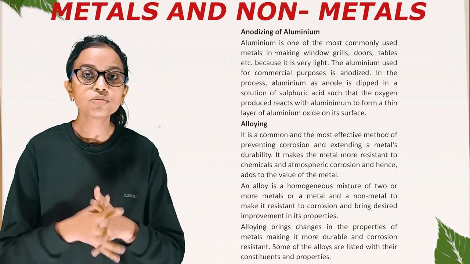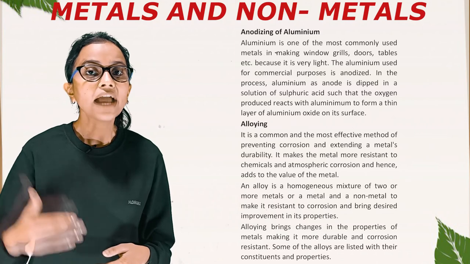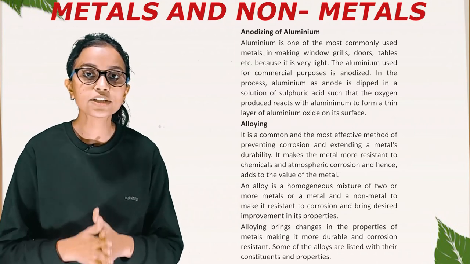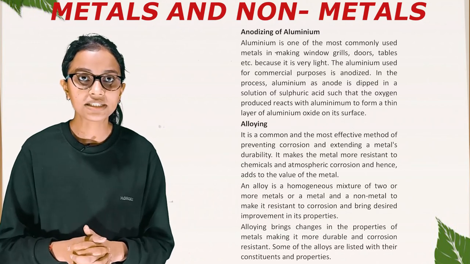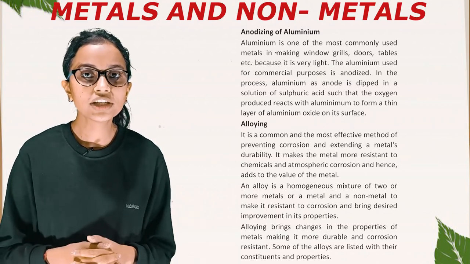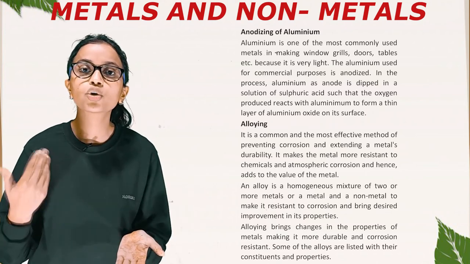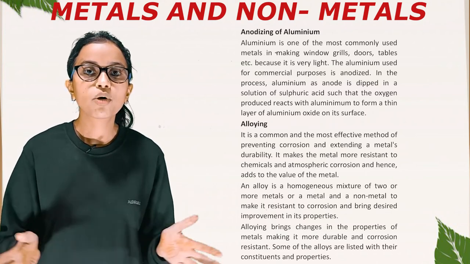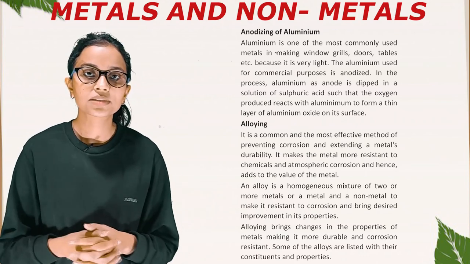An alloy is a homogeneous mixture of two or more metals or a metal and a non-metal to make it resistant to corrosion and bring desired improvement in its properties. Alloying brings changes in the properties of metals, making it more durable and corrosion resistant. Some of the alloys are listed with their constituents and properties.